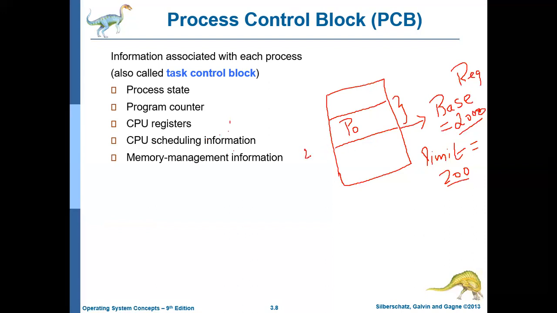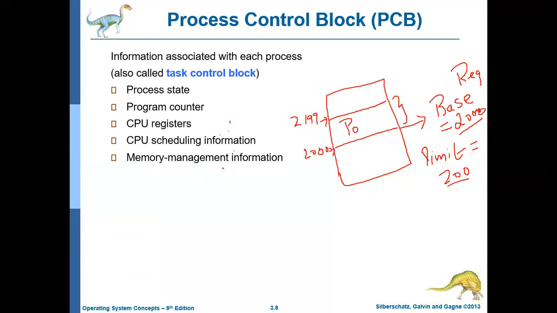So its starting address is 2000, and how many locations can it access? It can access only 200 locations. So it means it can access from 2000 to 2199. This last location will be 2199. It cannot access anything beyond 2199. Okay. So this information is a part of memory management information.